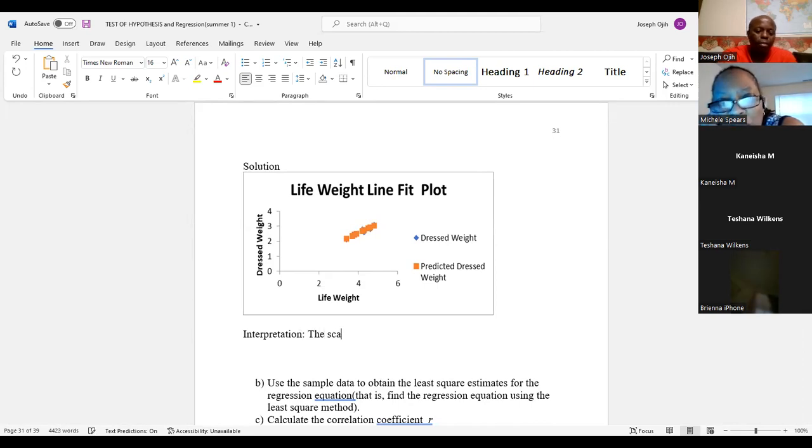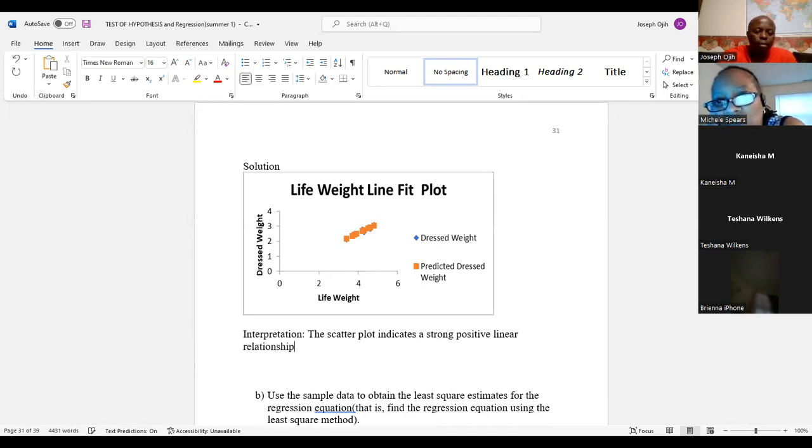The scatter plot indicates a strong positive linear relationship between the live weight and the breast weight.